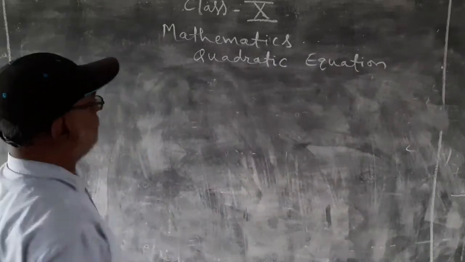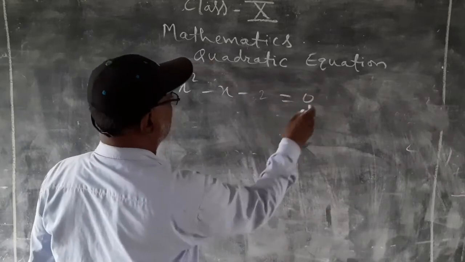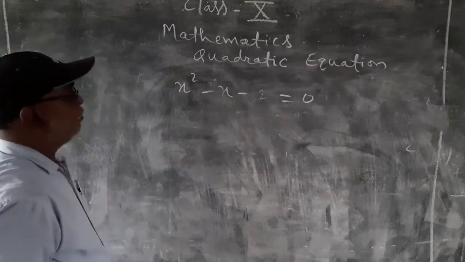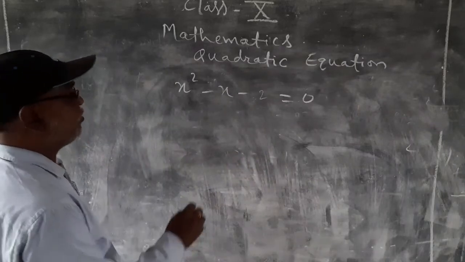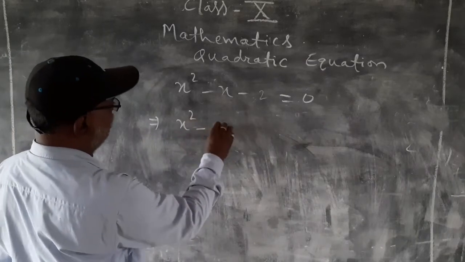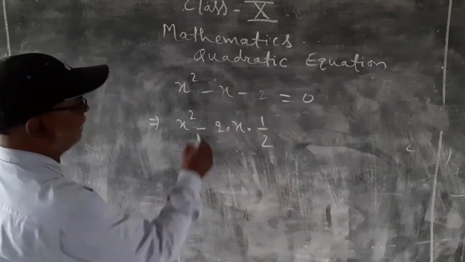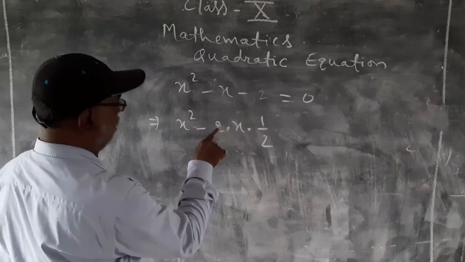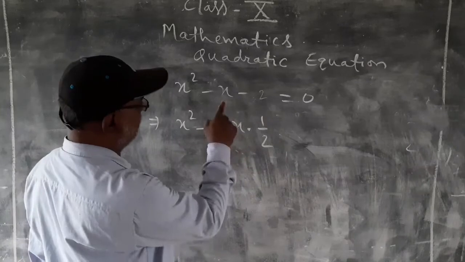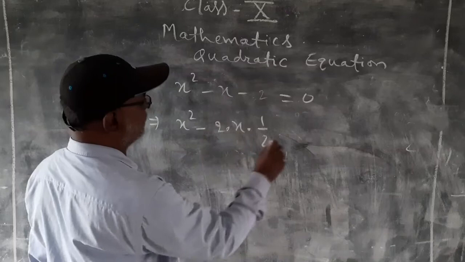We take the same equation, x square minus x minus 2 equal to 0. Now you have to solve this equation by the completing square method. Write x square minus 2 into x into half. Adjust this in such a way that the product of the constant and variable should be x and the sign should be minus x. If you write 2 times x into half, then 2 will cancel and you will get minus x.